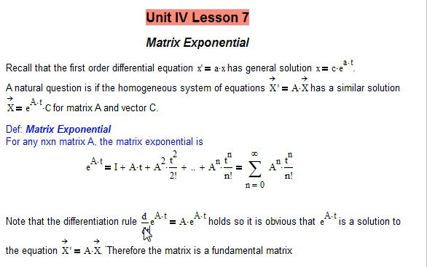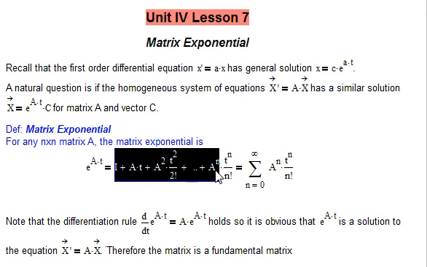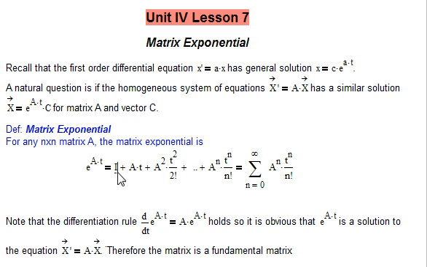So, note, if you took the derivative of this, then of course the derivative of the constant term is 0, the derivative of A times t is just A times 1, and then plus the derivative of the next one would be A squared times t, and then you could go on down the line. You would probably be able to see that if you factored an A out of that derivative, you would have A times e to the A t.